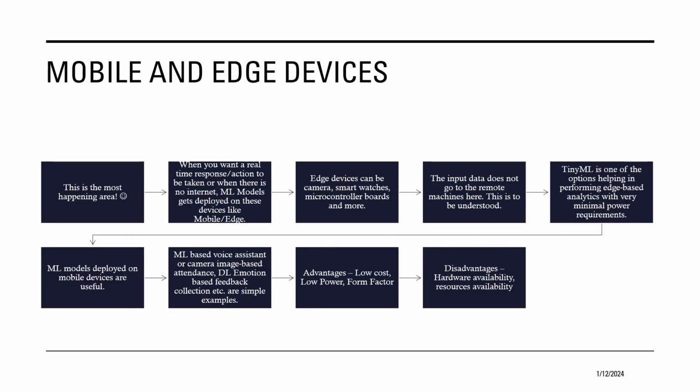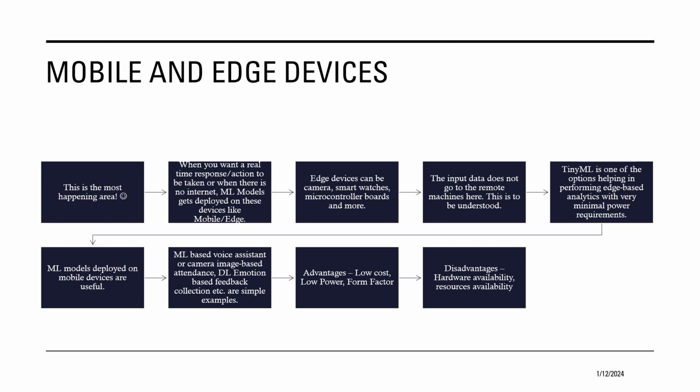Mobile and edge devices based deployment. This is the most happening area, and a lot of research is going in this area. When you want a real-time response or action to be taken where there is no internet, ML models get deployed on these devices like mobile or edge. Edge devices can be anything. It can be your camera, it can be your smartwatches, it can be your microcontroller boards, and many more. The input data does not go to remote machines here. This is to be very clearly understood.